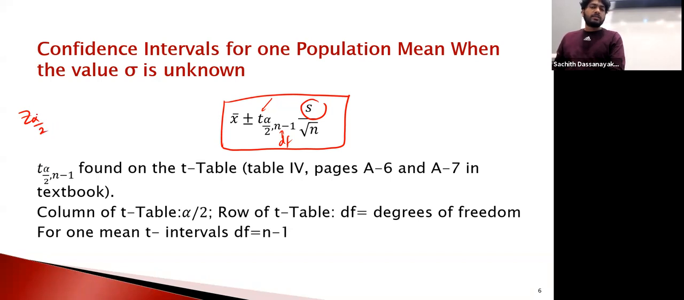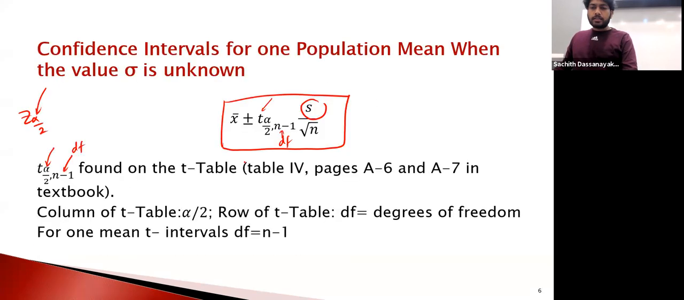In the previous case, it has only alpha over 2, no other values. So we simply check the area from the body part of the table and find what the C values are. The same thing you have to do in this T table, but here you will have alpha over 2, the same alpha over 2, and degrees of freedom, DF. So you have to stick with these two this time.